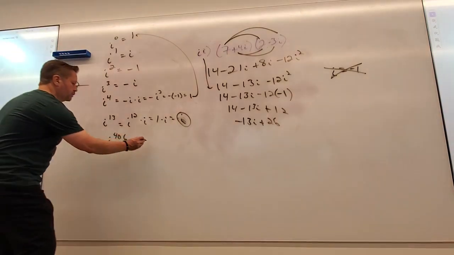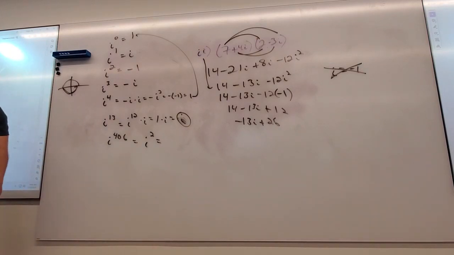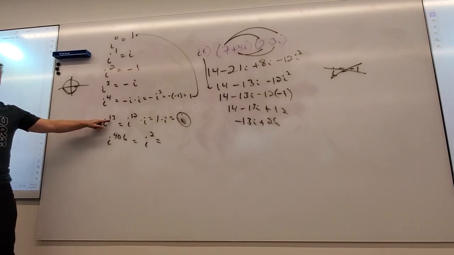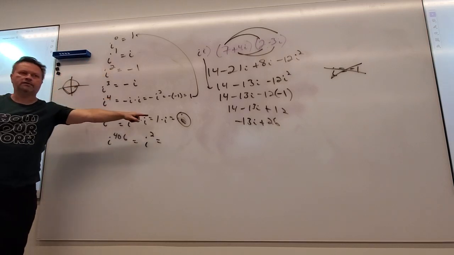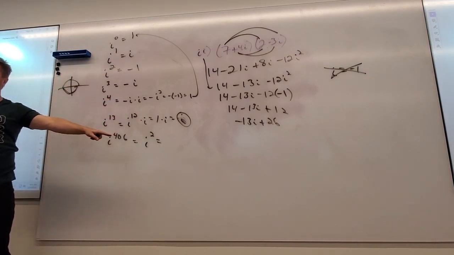So this is equal to i squared. Every fourth one it starts over. So the answer is based on what the remainder is. How much further did I go past 4? So this was 1 past 4. It's the same as i to the first. The answer is i. So it's 1 times i. So it's i squared. What's i squared? -1.